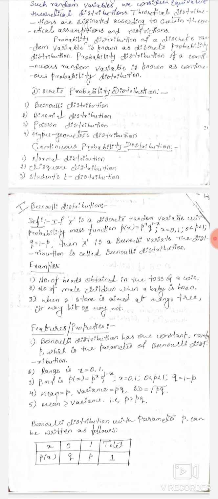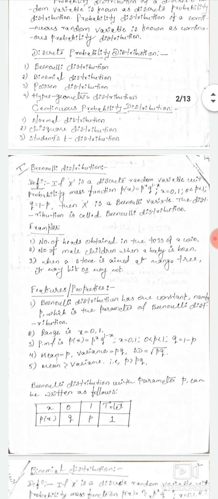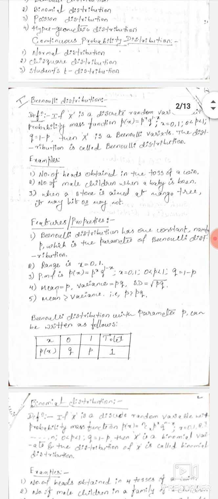Here some of the discrete probability distributions are listed: Bernoulli distribution, binomial distribution, Poisson distribution, and hypergeometric distribution. Next, continuous probability distributions: we have normal distribution, chi-square distribution, and student's t distribution. So first we will learn about Bernoulli distribution.